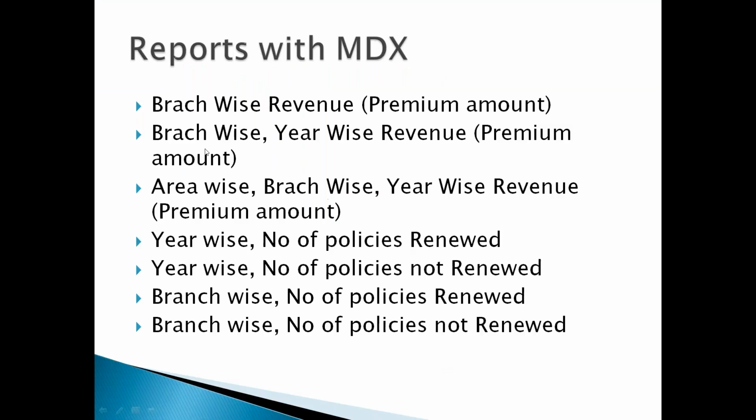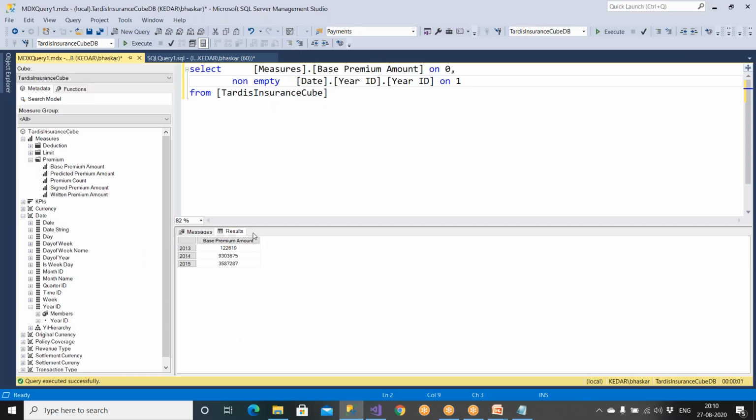If you wanted to create a report, now year wise number of policies renewed, lot of things we have it. So you need to create lot of MDX queries. Okay, now I would like to say branch wise premium amount. Okay, so select from the this one, and I wanted to go here and branch.